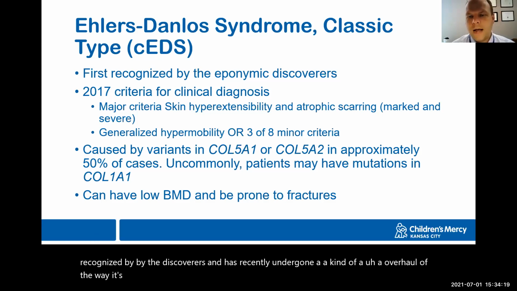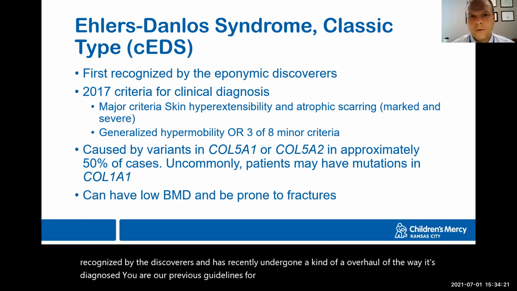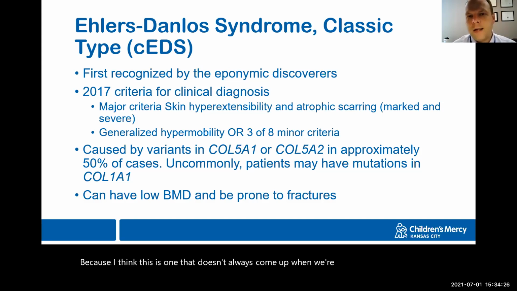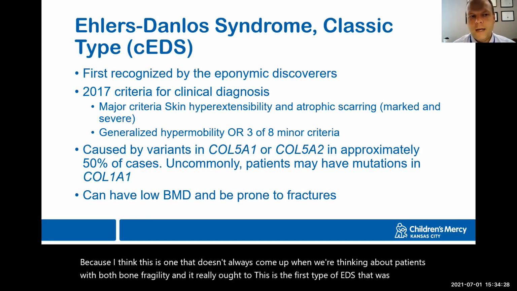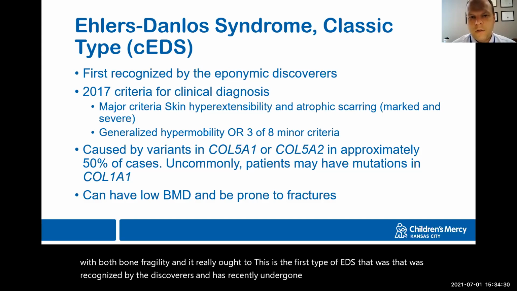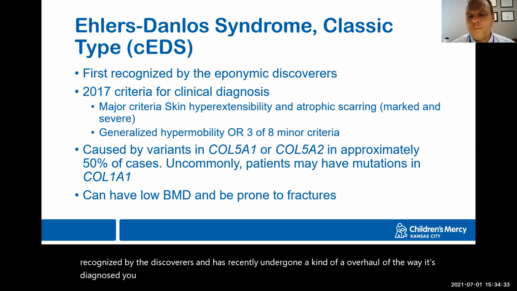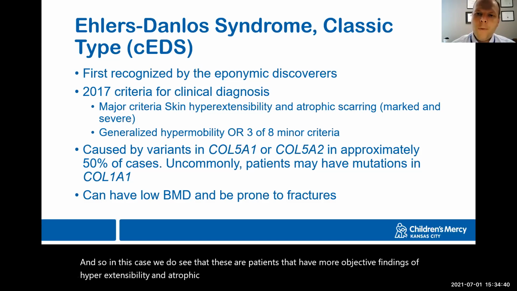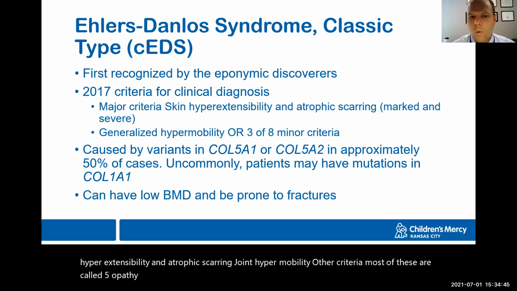Our previous guidelines for diagnosis of all of the Ehlers-Danlos syndromes were a bit fraught, and the 2017 guidelines do improve that to some degree. And so in this case, we do see that these are patients that have more objective findings of hyperextensibility and atrophic scarring, joint hypermobility, other criteria. Most of these are COL5 opathies. There are a small number that are also COL1 opathies, and these can have low bone mineral density and can be prone to fractures. Not everybody is.